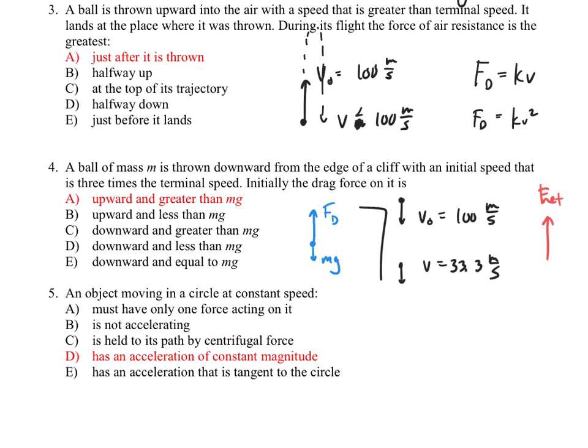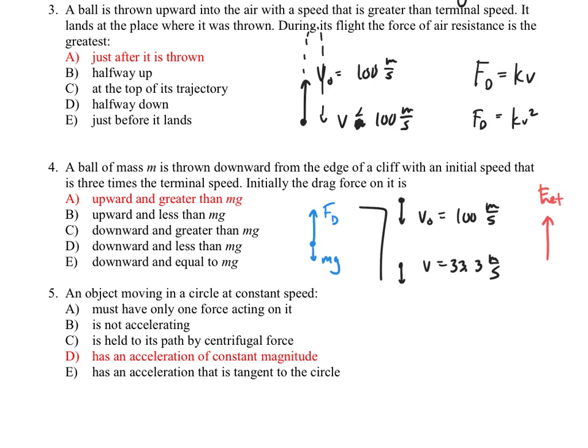So maybe the deceleration in the beginning is like -10 meters per second squared. Then maybe toward the end it's -2 meters per second squared. Until finally we're in equilibrium, and then the deceleration is 0. So the deceleration absolutely changes. Yes, it does. But it doesn't affect my choices. Okay? But good analysis there, Max. That's very true.